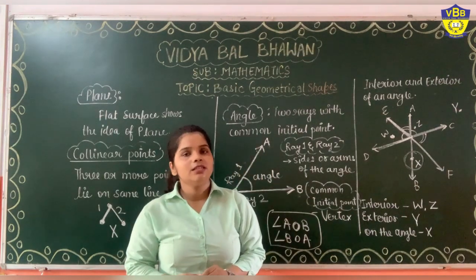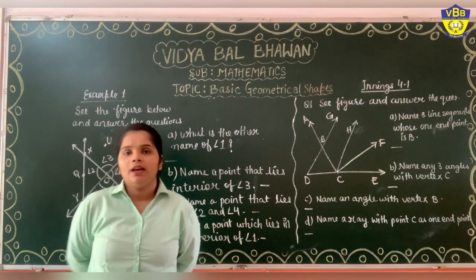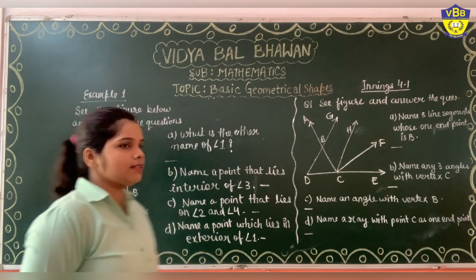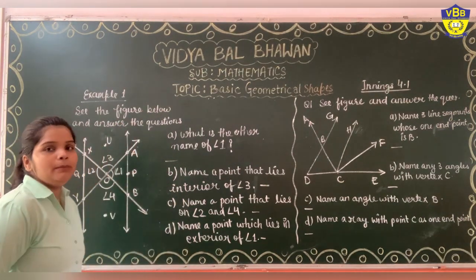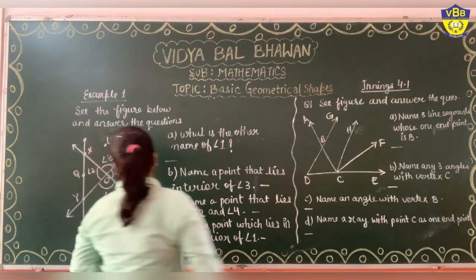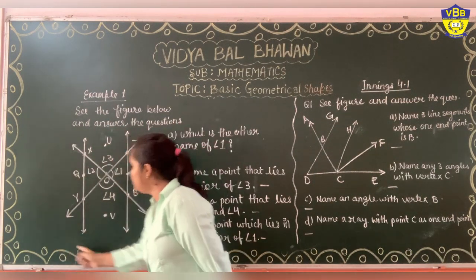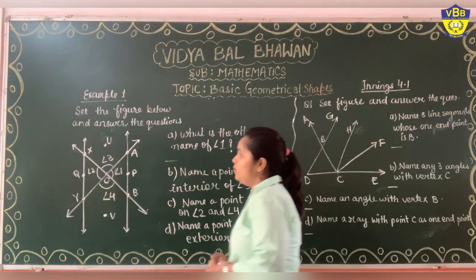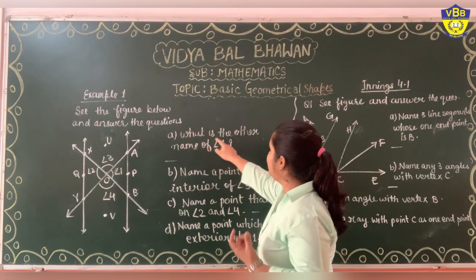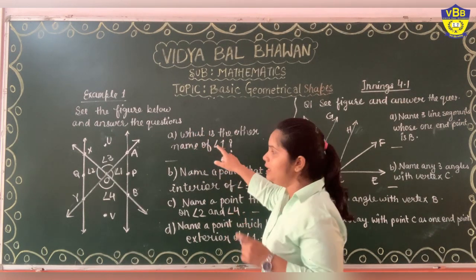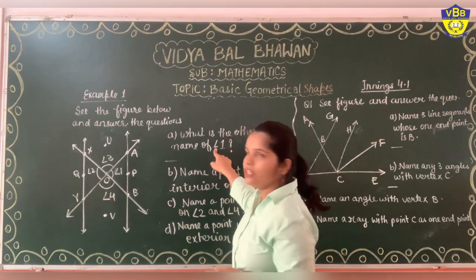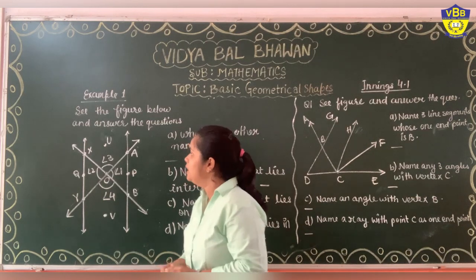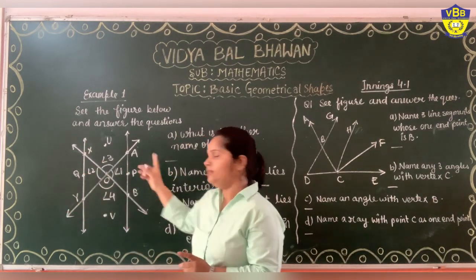So this is all about angles. Now let's discuss some questions and examples. Example number 1. You have a figure here. You have to see this figure and answer these questions. First one is, what is the other name of angle 1? This is the representation of angle 1. You have to write the other name of angle 1. Find angle 1 in this figure.